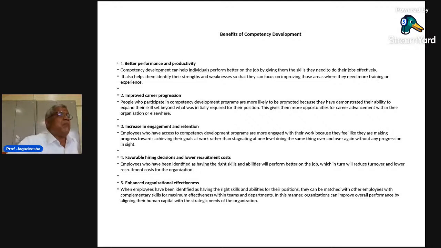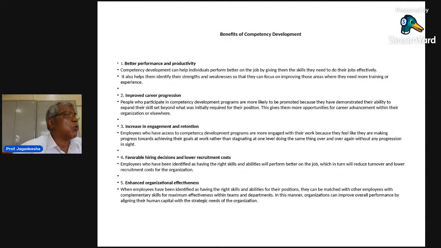This is the point. When everyone who has undergone training and enriched themselves with the competency, their performance will definitely be super, quality will be very high, defects will be less, no accident whatsoever, time management will be followed, in which case productivity will also shoot up and increase drastically. This is another important point. And the next important point is career progression.